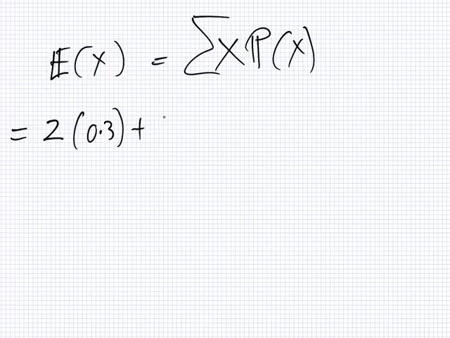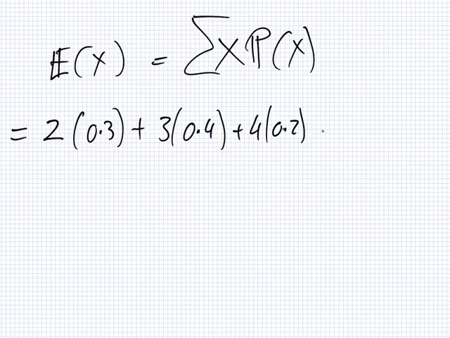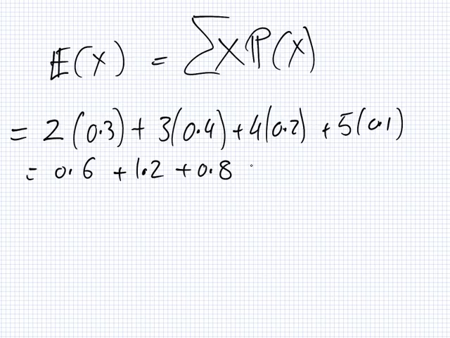2 times 0.3 plus 3 times 0.4 plus 4 times 0.2 plus 5 times 0.1. So that would be 0.6 plus 1.2 plus 0.8 plus 0.5, so that's 3.1. Yeah, that's the funny thing with maths.